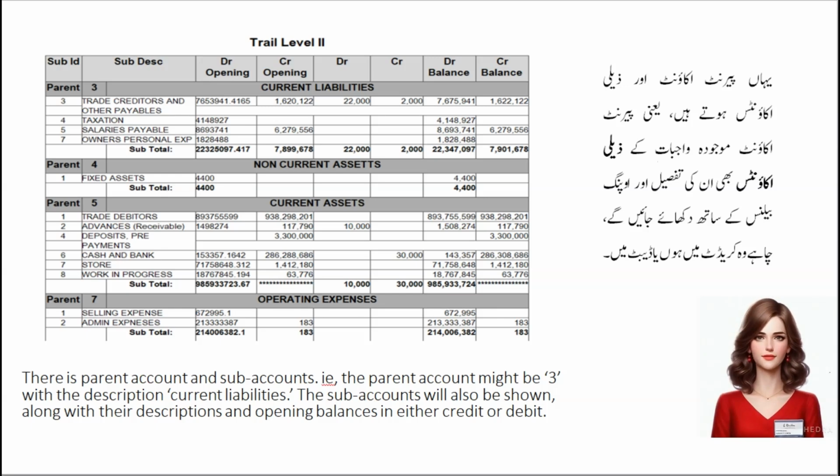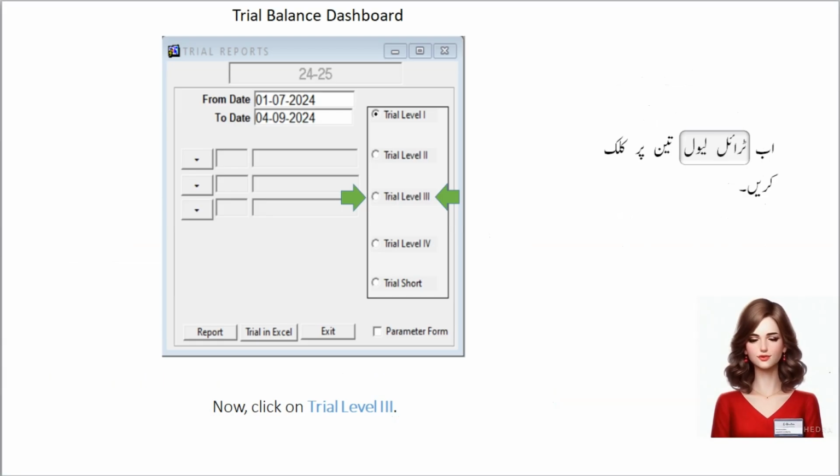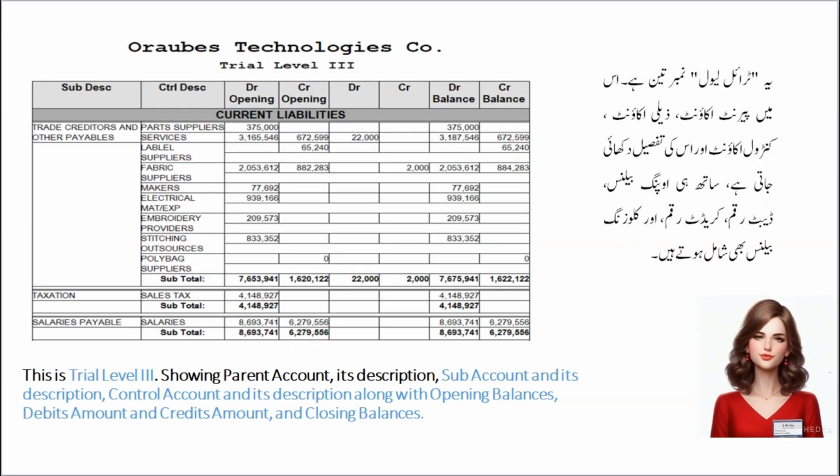Now click on trial level 2. There are parent accounts and sub-accounts, i.e. the parent account might be 3 with the description current liabilities. The sub-accounts will also be shown along with their descriptions and opening balances in either credit or debit. Now click on Trial Level 3. This is Trial Level 3, showing parent account, its description, sub-account and its description, control account and its description along with opening balances, debit amount and credit amount and closing balances.